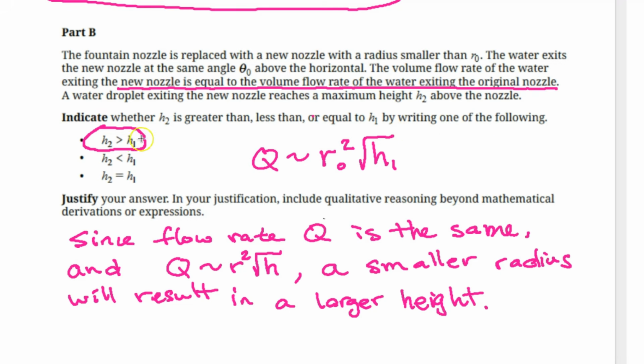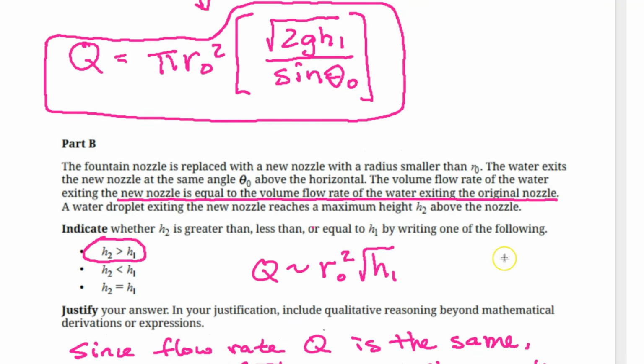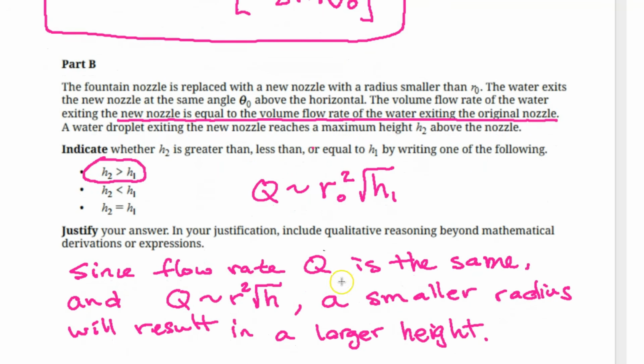So we're going to select h2 is greater than h1, and the reason is we can look at our equation that we just derived and see that the volume flow rate is proportional to r naught squared times square root of h1. Everything else is a constant. And since the flow rate is the same, and we know that Q is proportional to r squared times the square root of h, a smaller radius will result in a larger height.